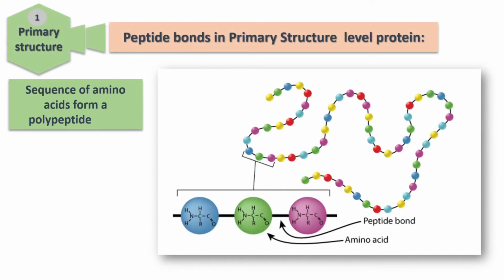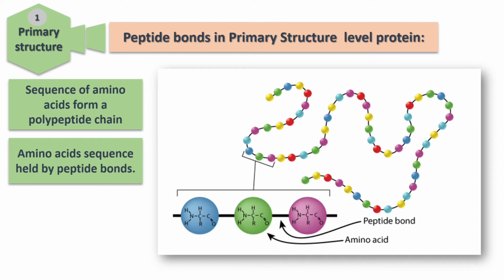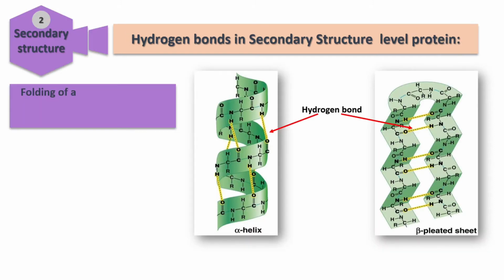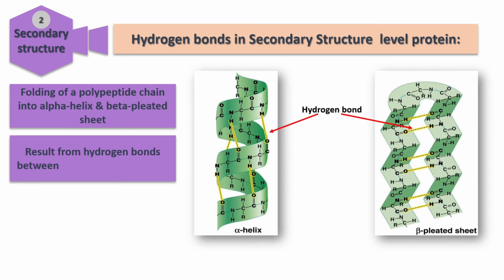Primary structure is a sequence of amino acids that form a polypeptide chain. The amino acid sequence is held by peptide bonds. Secondary structure is a folding of a polypeptide chain into alpha helix and beta pleated sheet. It is a result from hydrogen bonds between the polypeptide backbone.